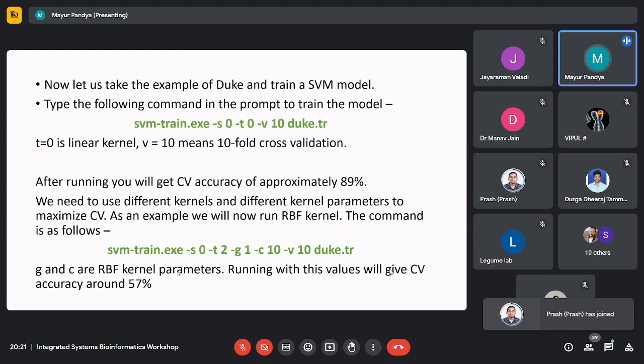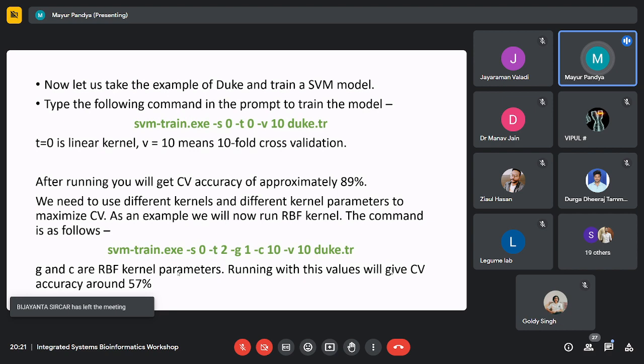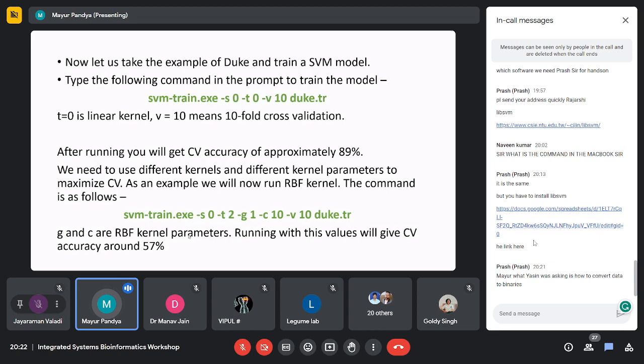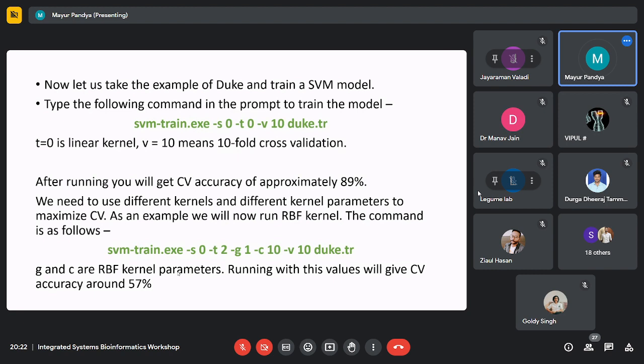Okay, so a question is being asked about how we convert data to binaries. Well, the dataset over here, we don't have to explicitly convert it. We just use the duke.tr file as provided, and you won't have to explicitly convert it into binaries. It is modified for usage over here straight away. So once you do that, you get a CV accuracy of approximately 89%.